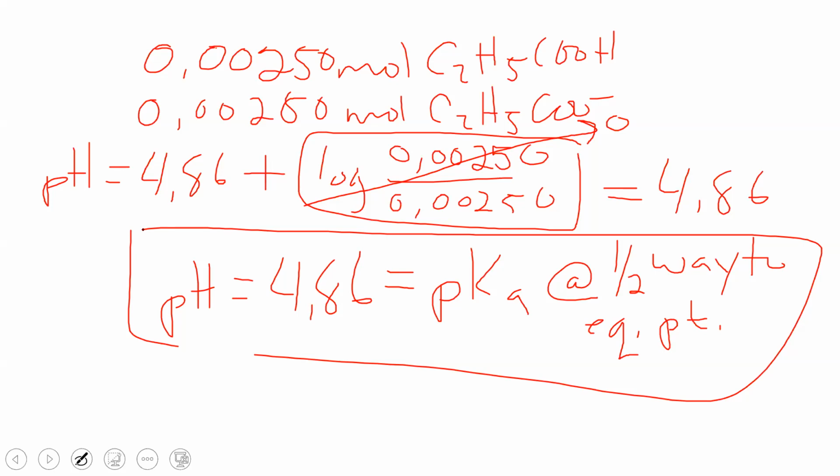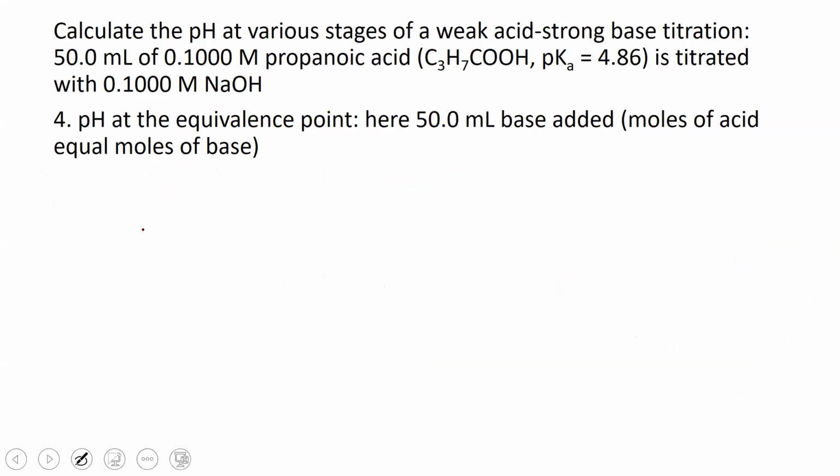All right, so that's the third step out of these 5 that we're going to do. Any questions so far? All right, then we'll move right along to the equivalence point.